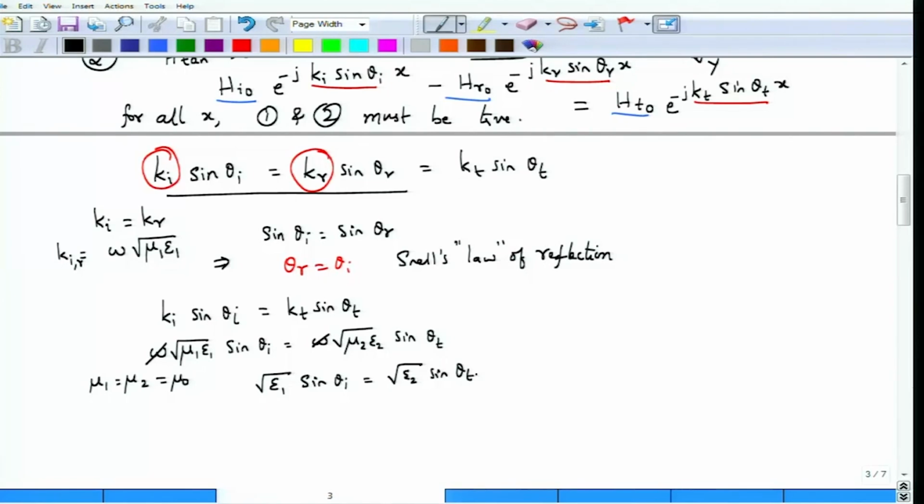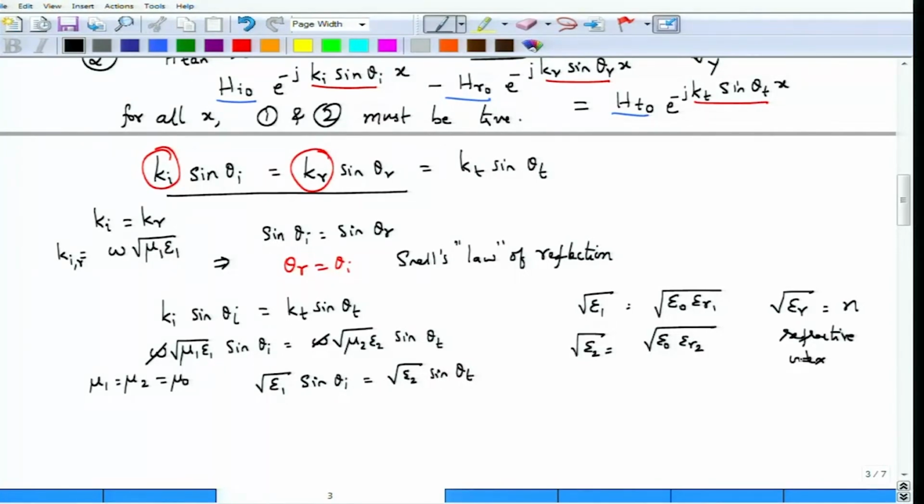is equal to square root epsilon 2 sin theta_t. Now if you recall, square root of epsilon 1 can be written as square root of epsilon 0 epsilon r1, and square root of epsilon 2 can be written as square root of epsilon 0 epsilon r2, assuming that the media are dielectric with no losses. You can see that square root of epsilon 0 cancels on both sides, and remembering also that square root of epsilon r stands for the refractive index of the medium, so the relative permittivity is actually related to the refractive index of the medium.